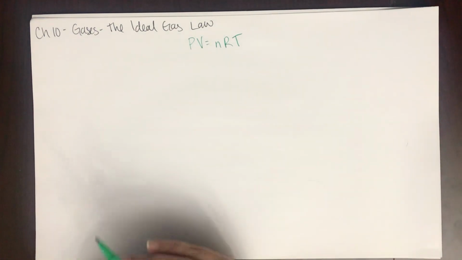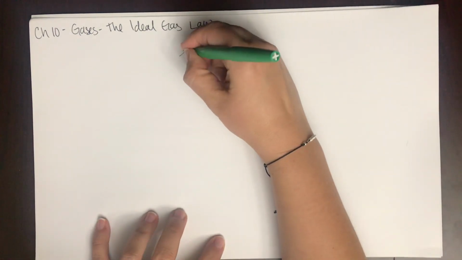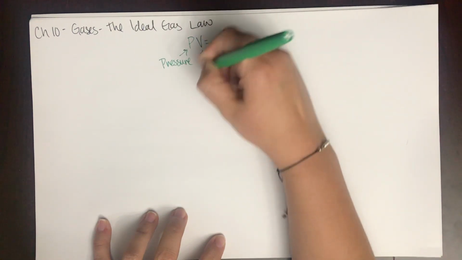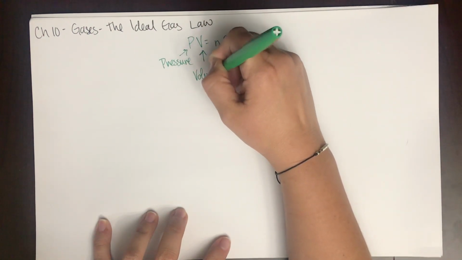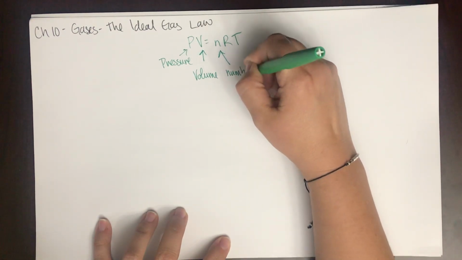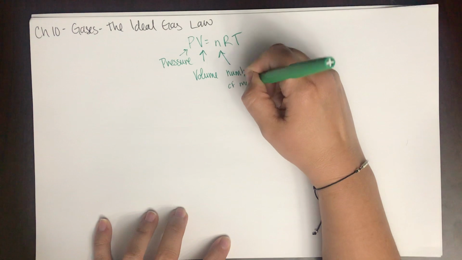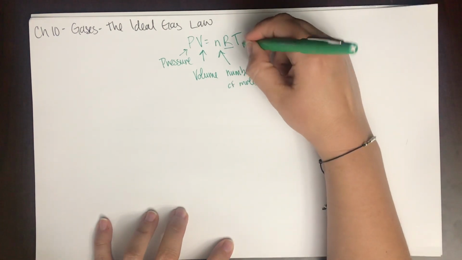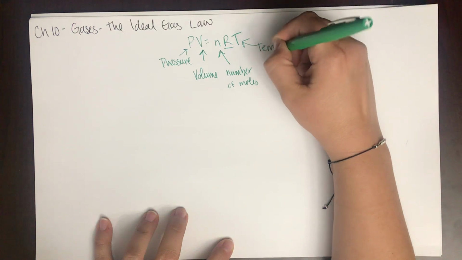So we know four of these five variables. We know P is pressure. We know V is volume. We know n is number of moles. R, we don't know what that is yet. And T is temperature.